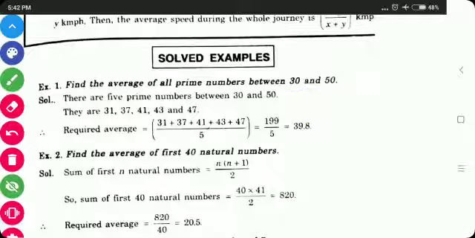Next is, find the average of the first 40 natural numbers. The formula for the sum of the first n natural numbers is n into n plus 1 divided by 2. So your n is 40, n plus 1 is 41, divided by 2, so it is 820. The sum of 40 natural numbers is 820. The required average is 820 divided by 40, so it is 20.5.